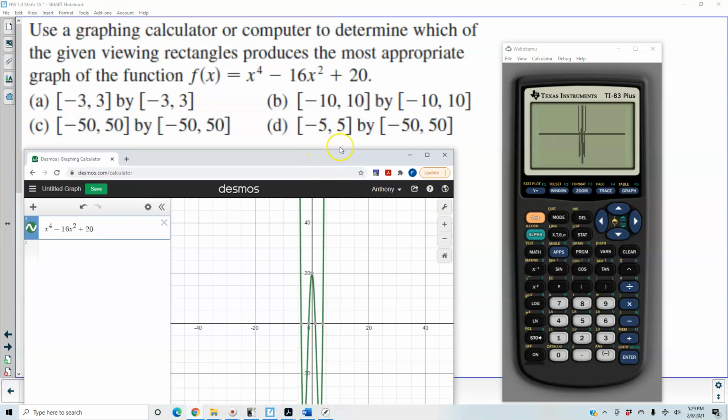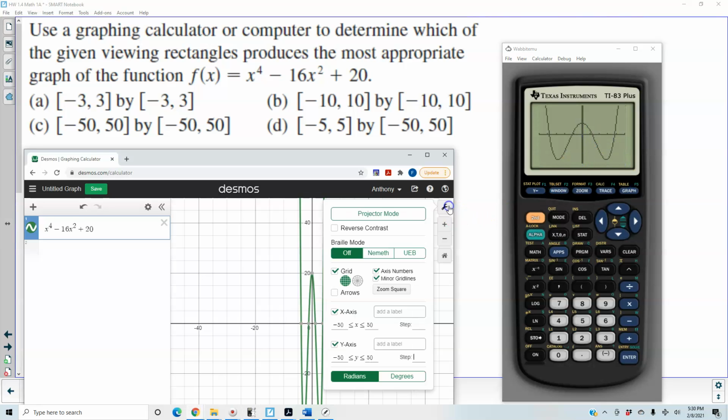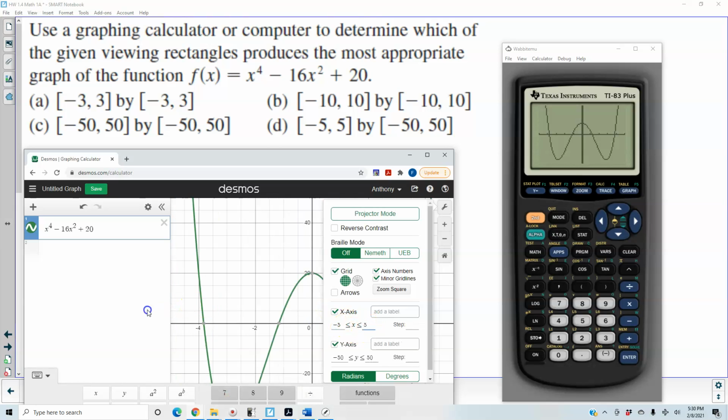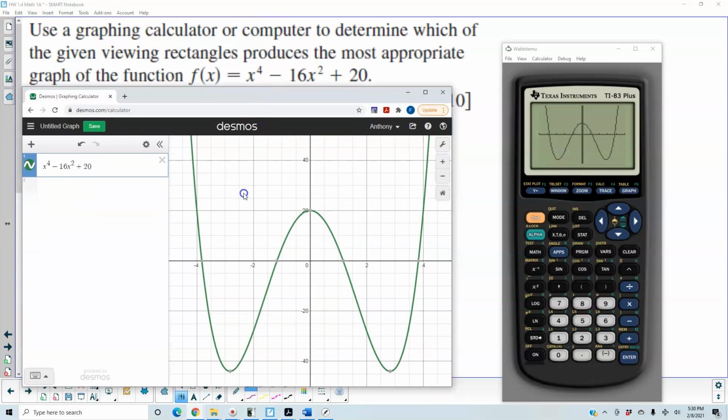And so let's go ahead and take a look at what happens when we put in the last one for part D. So we have negative 5, and then positive 5, and then negative 50 and positive 50. And let's go ahead and graph that. Now this looks like a really clear picture. Let's do the same thing here. Negative 5 to positive 5. And we can see that we get a nice picture here where we can see a lot of everything.